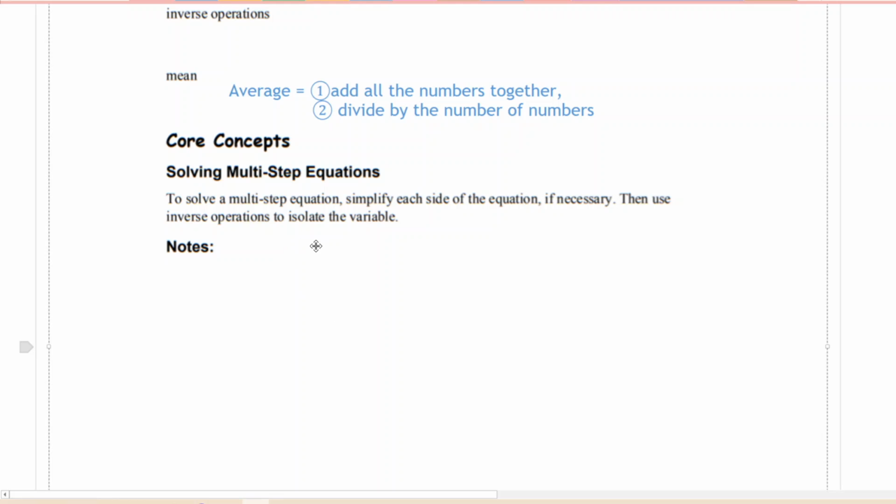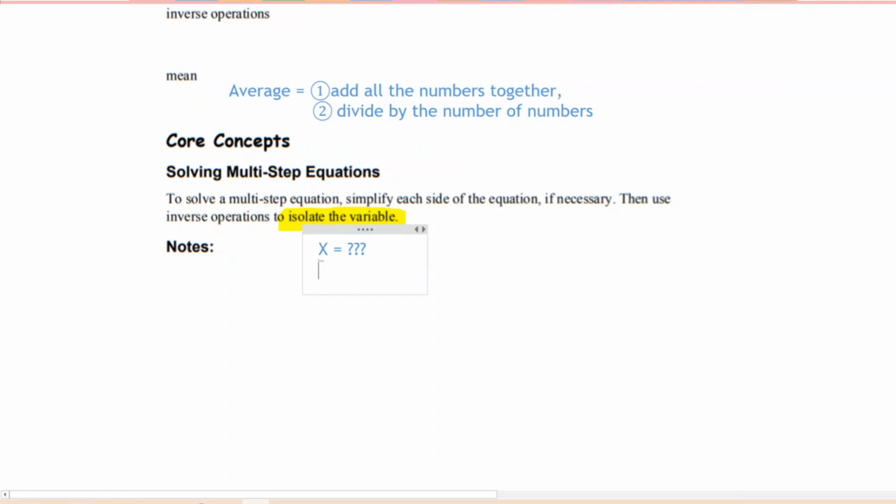So to solve a multi-step equation, the first thing we want to do is simplify the equation, if necessary, and then use inverse operations to isolate the variable. You're going to hear that over and over again, probably from someone else, because I don't like saying it. What that means is we want an equation that says x equals something, or maybe y equals something. I don't know what the variable is, and it doesn't really matter, but that's how we want to do this.